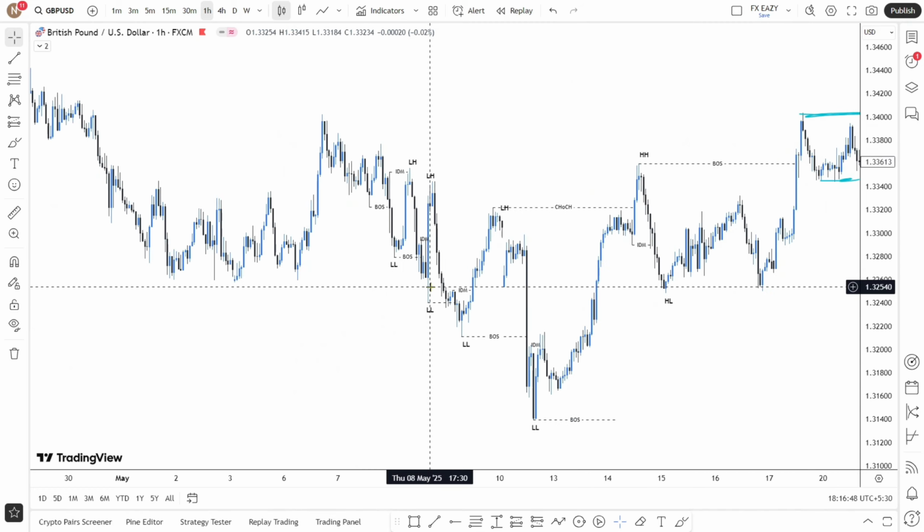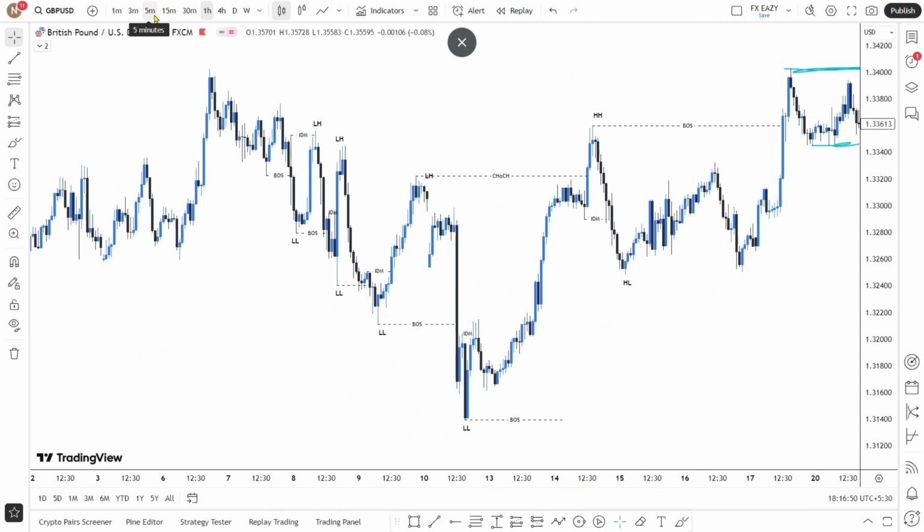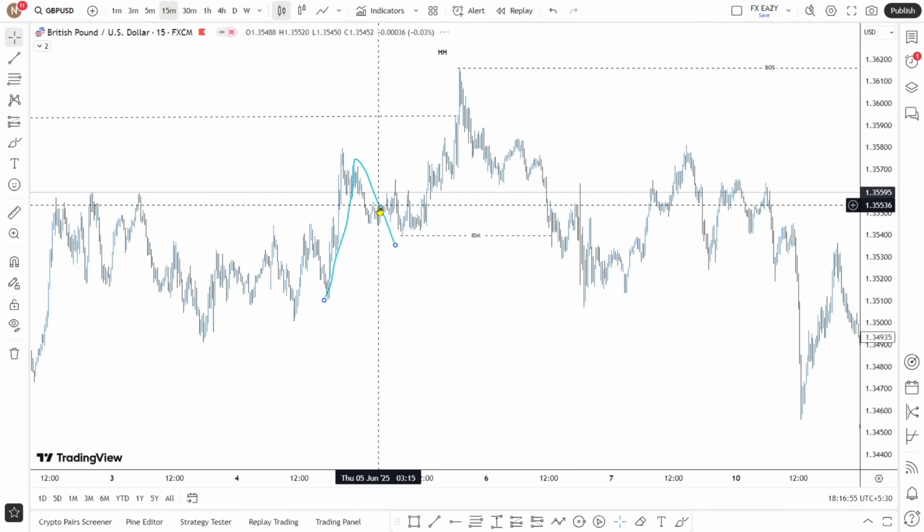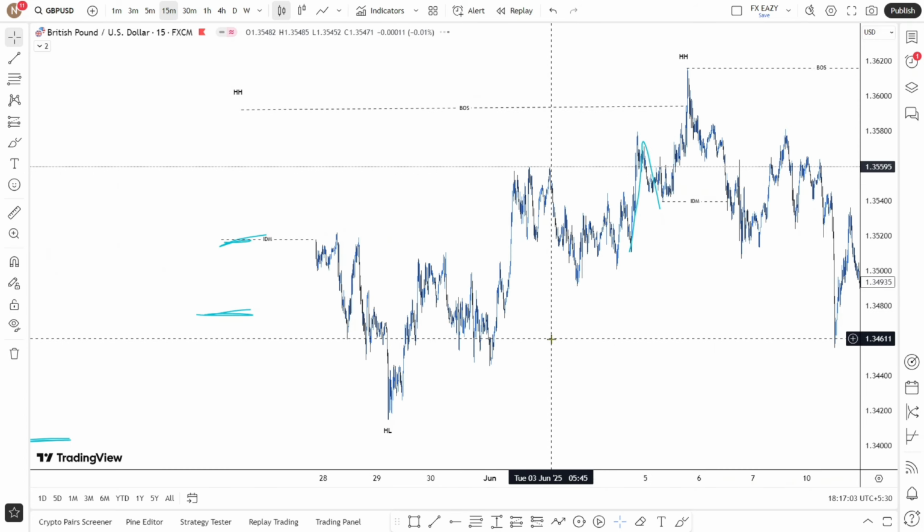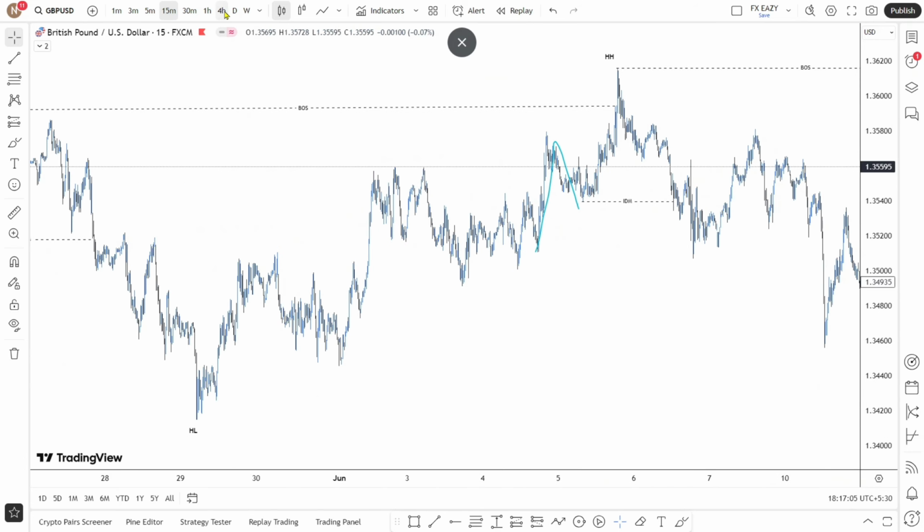But I would suggest that you keep your markings above the 5 minute time frame. Means you start from 15 minute, and above 15 minute you can choose any time frame. And if you are a swing trader, then you go for the 4 hourly time frame market structure. Okay, if you are a swing trader. If you are a day trader, then your marking should be on the 15 minute or 30 minute time frame.